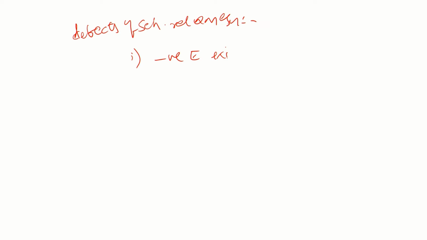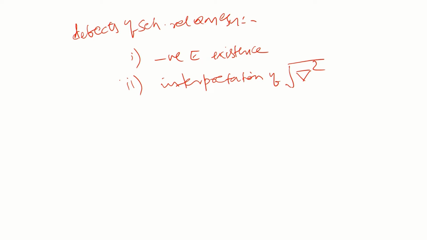So the defects of Schrodinger's relativistic quantum mechanical equation. First thing is the existence of negative energy, which is not acceptable in quantum mechanics. The second thing is the interpretation of del square, the square root of del square. Because del square is an operator, mathematical manipulation works, but for that we cannot take the square root, and it cannot be physically interpreted. These are the two defects of Schrodinger's equation. These two defects are rectified by Klein-Gordon, and the new equation is called the KG equation.